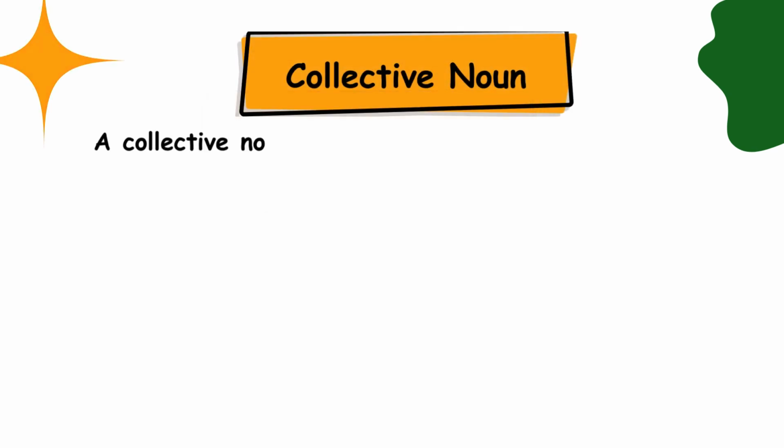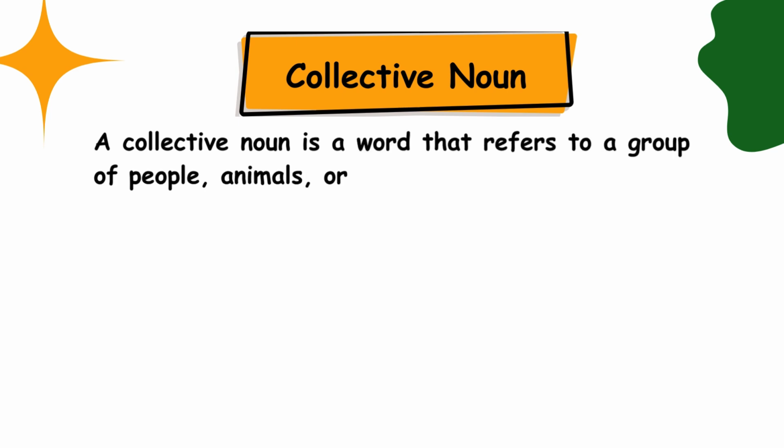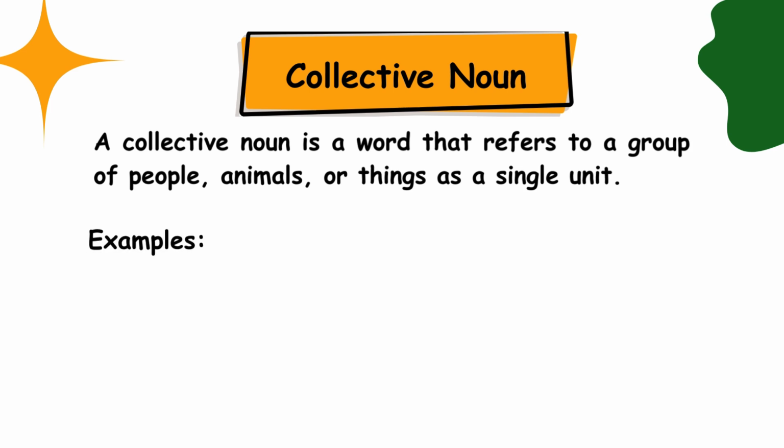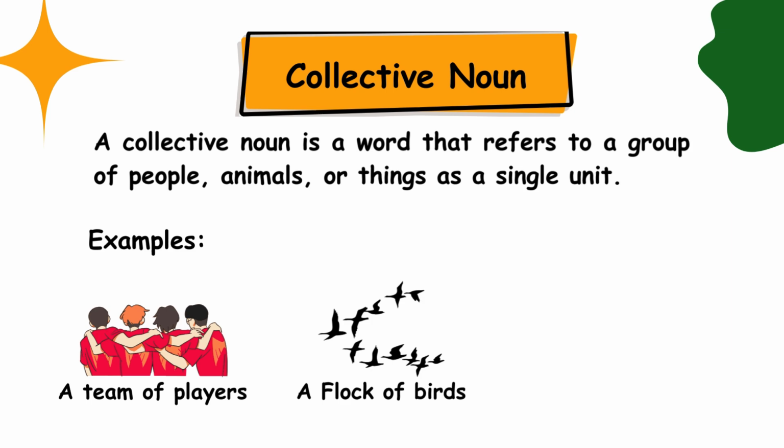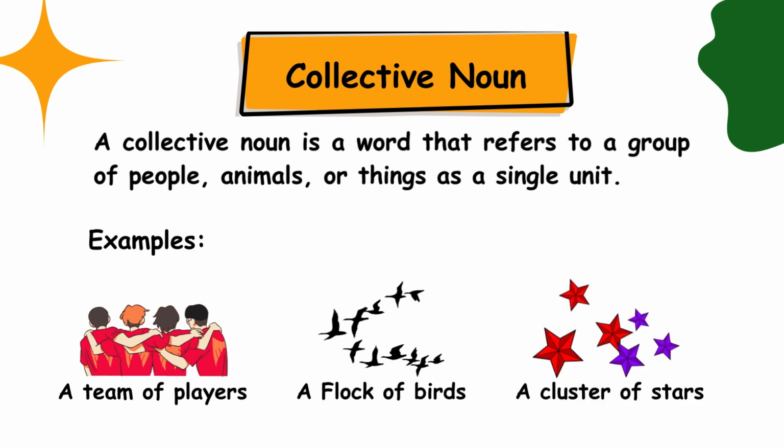A collective noun is a word that refers to a group of people, animals, or things as a single unit. Here are some examples of collective nouns: a team of players, a flock of birds, a cluster of stars, etc.